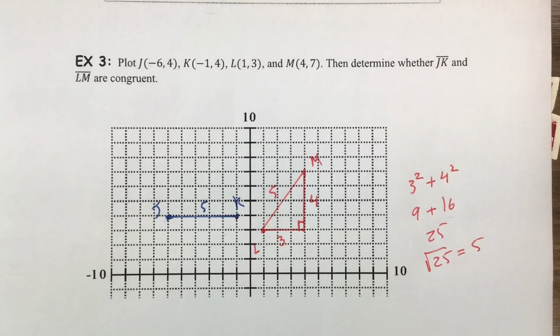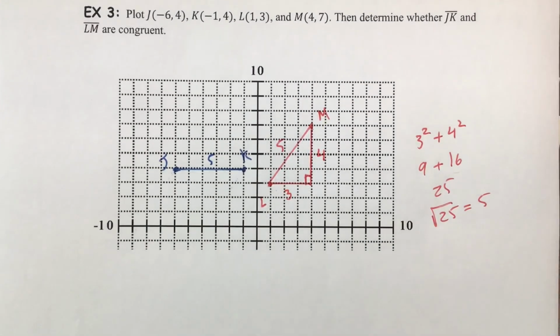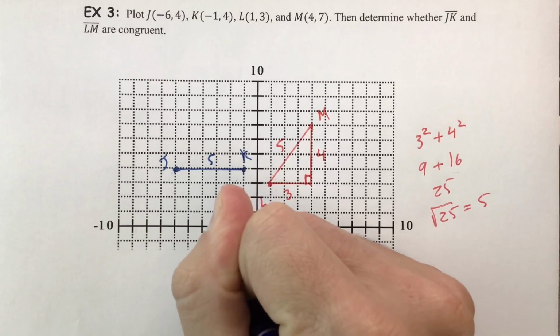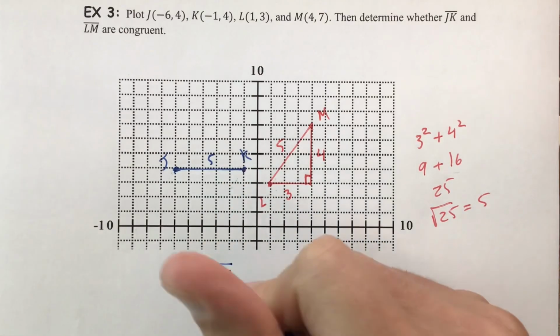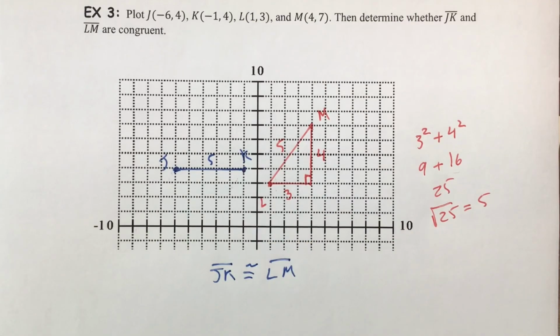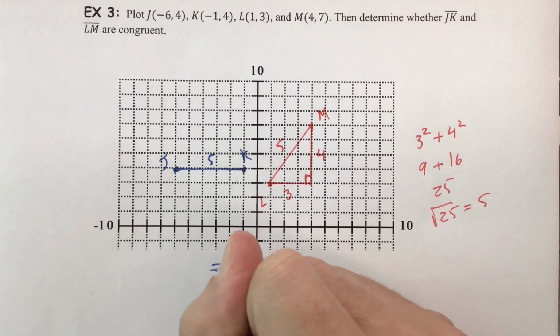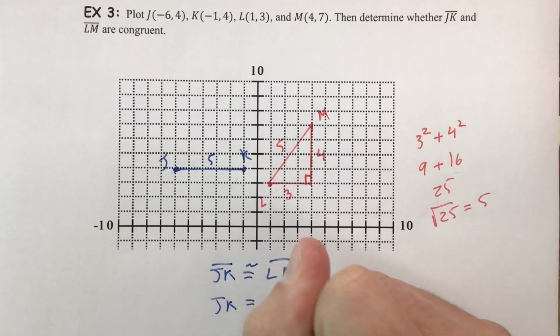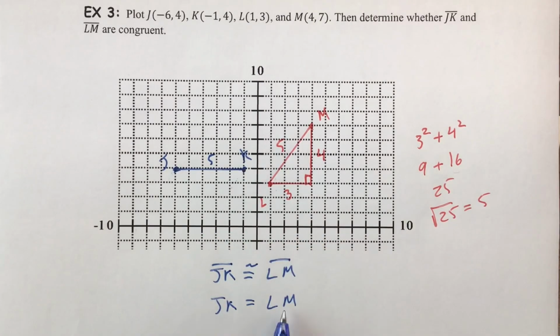So yes, JK is congruent to LM, and we could write this statement. Actually, we're going to write 2 statements. We're going to write that line segment JK is congruent to line segment LM. And then we're also going to write another statement about their lengths. We could say that JK is equal to LM, and that's because they're both equal to 5.